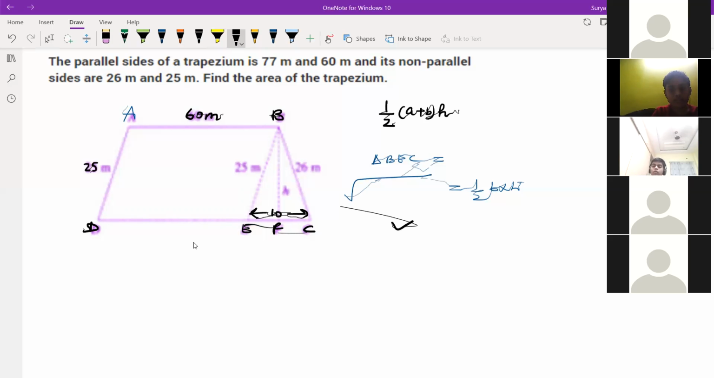So whatever answer you're getting here should be equal to half base into height. So what is base into height? Base is your 10 and height you have to find. You can do it or not? Area of triangle BEC is equal to, once you find it by Pythagoras and Heron's formula, once you find it by half base into height. Here only the height is unknown. You can find the height, Vivek.